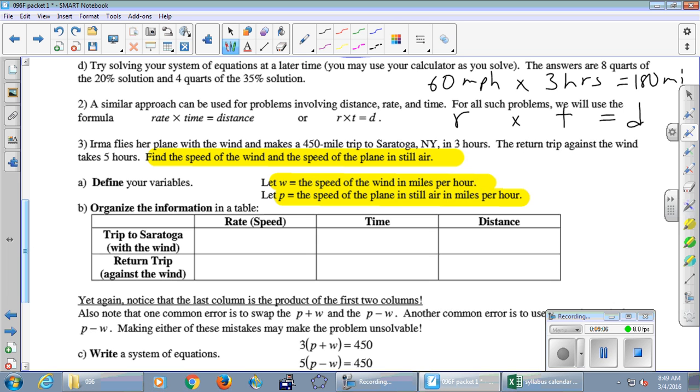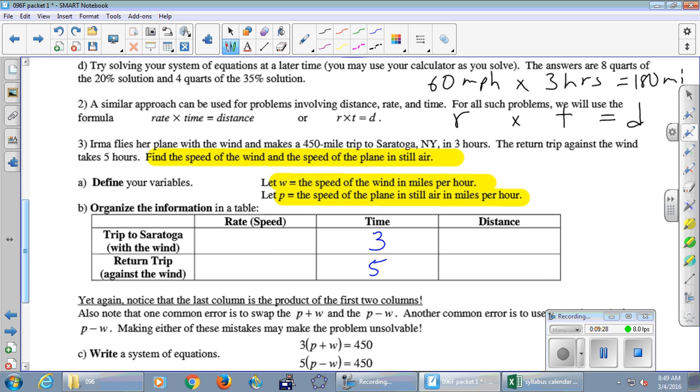Okay, here we go. This next table, again, we're going to fill in the time column. The top row is the trip to Saratoga, which was with the wind. The return trip was against the wind. Let's fill in the time column. With the wind, how long did it take? 3 hours. Against the wind, 5 hours.